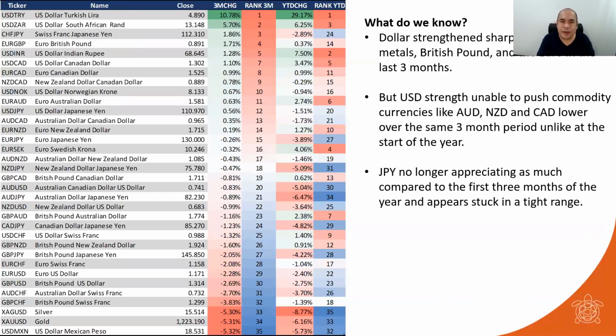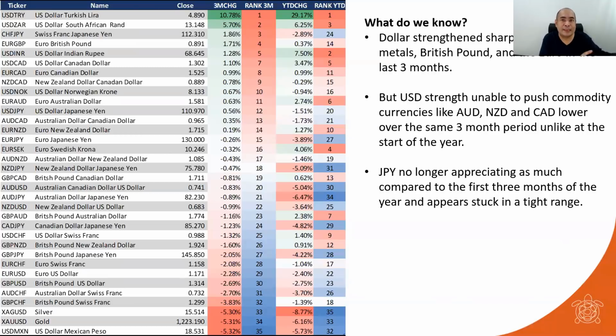So those are the kinds of insights that can help you identify potential trading opportunities. The other thing that you'll also realize in this table is that earlier I mentioned that the year-to-date leaders have been the US dollar and the Japanese yen. But if you look at the 3-month performance, the Japanese yen is actually no longer appreciating. It's actually weakening over the past 3 months compared to the first 3 months of the year.